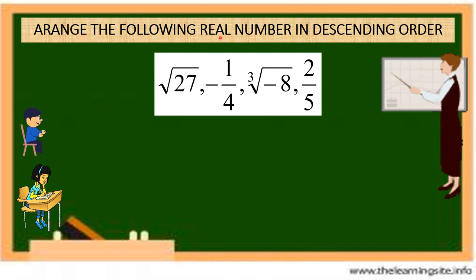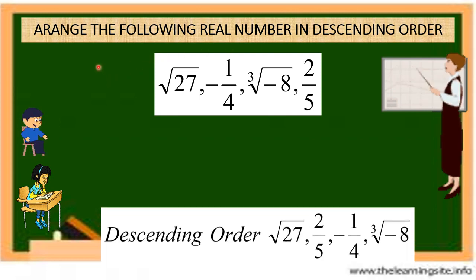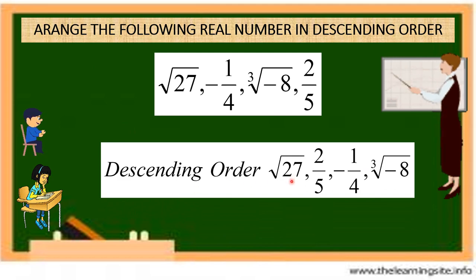We need to arrange the following real numbers in descending order. Descending means from highest to lowest. So we have the square root of 27, followed by 2/5, followed by negative 1/4, then we have the cube root of negative 8.